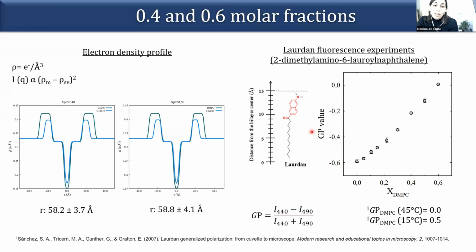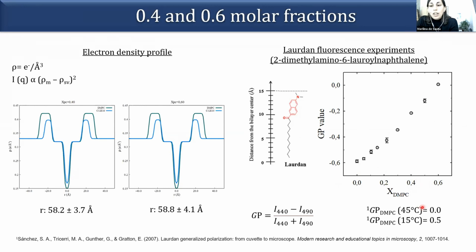So we plot the general polarization value as a function of the different molar fractions, and we saw that this value increases as we increase the concentration of lipid or the molar fractions, indicating that the intensity of the emission fluorescence of the probe was shifted to the blue, and this means that the probe is sensing less water molecules. That means that in this condition, the membrane is more rigid.